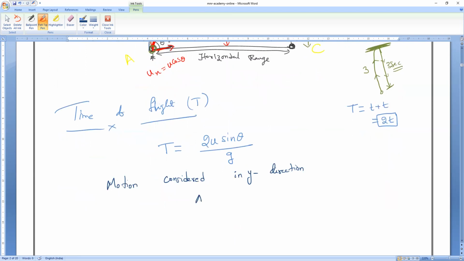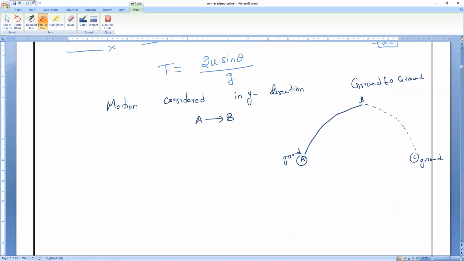Let me consider from A to B first. Shall we start now, everybody? So A to B means I will draw only half of the curve. Am I correct, everyone? See, point A is at the ground and point C is also at the ground. So this projectile motion we used to call ground to ground. Because next we'll study projectile motion from a certain height, not from the ground. So let me consider from A to B.